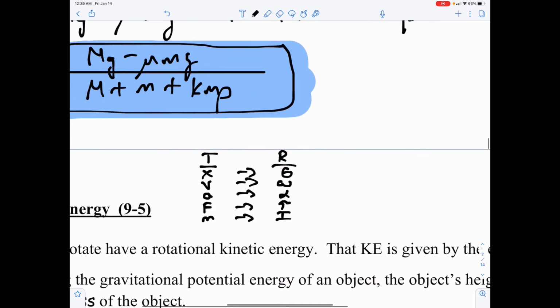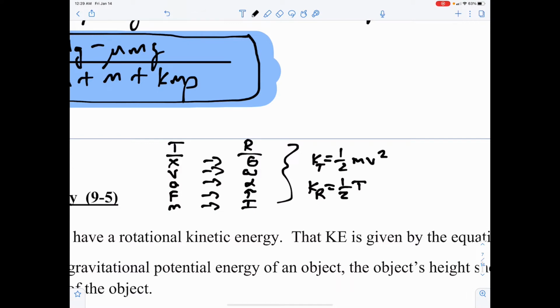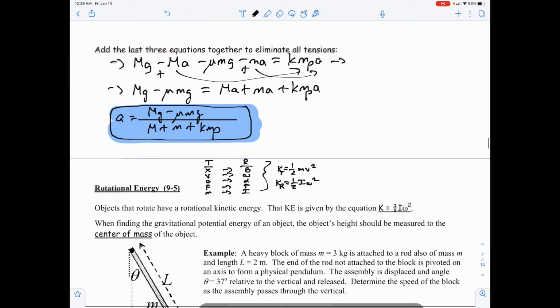And so now we can use that. If translational kinetic energy is 1/2 mv squared, that means rotational kinetic energy is 1/2 I omega squared. That's exactly what we have right here. So it's a very easy equation to remember if we remember how the translational variables convert and translate into rotational variables.